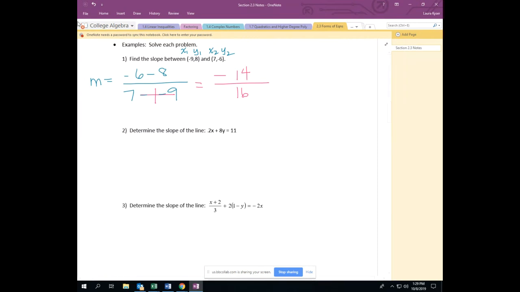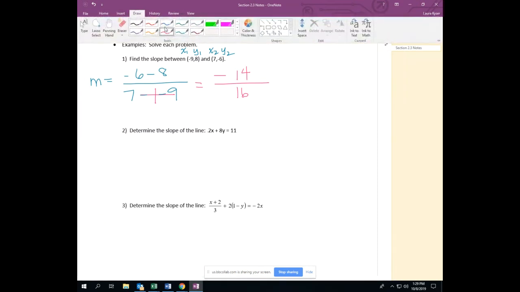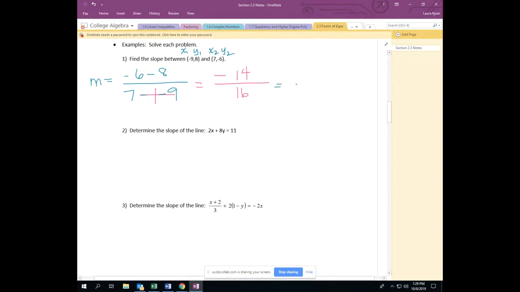And now -14 over 16 is going to simplify. A negative over a positive is a negative. And we can simplify 14 over 16 because 2 comes out and we get 7 eighths. So slope here would be -7 over 8. Again, this one's a standard form ratio, opposite of A over B.